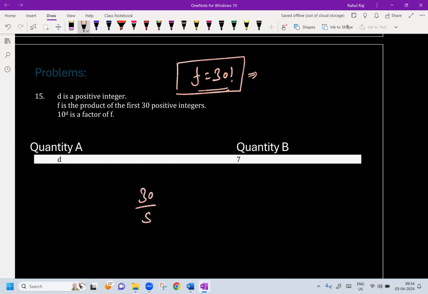So 30 by 5 plus 30 by 5 square. Can I say this? Here, if the number is divisible by 10, you always use 5. That's not what I mean. It's not whether the number is divisible by 10. All I'm asking you is to find the power of 0 at the end of 30 factorial.